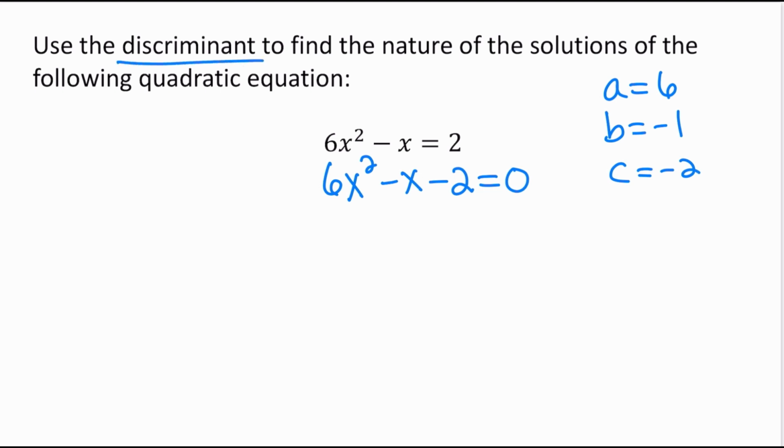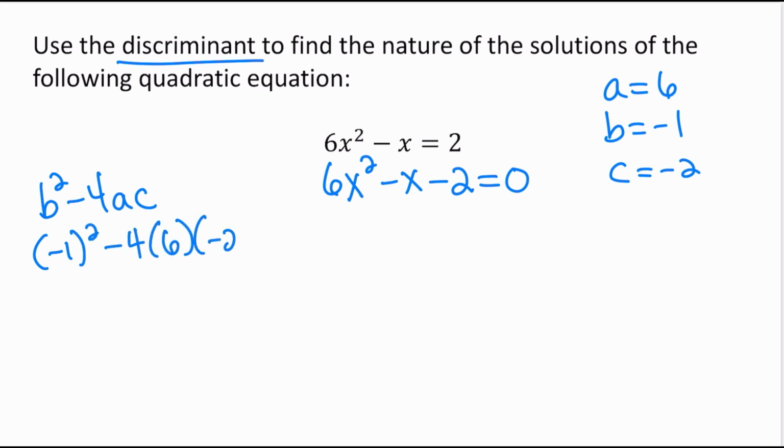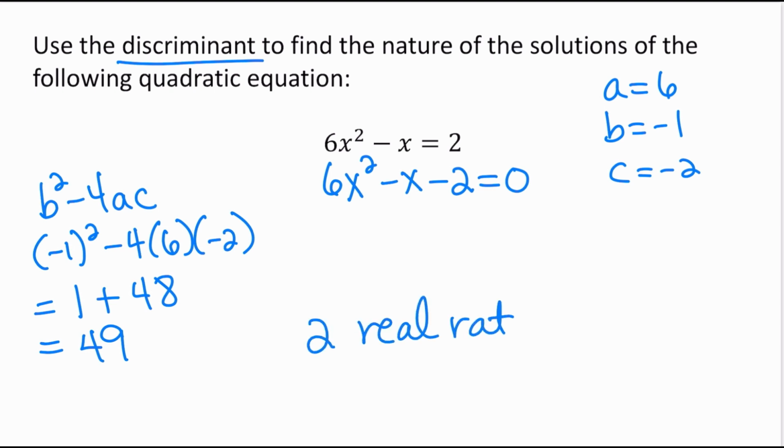First, you need to rewrite this problem in standard form. So I'm going to rewrite this as 6x squared minus x minus 2 is equal to 0. This means that a is equal to 6, b is equal to negative 1, and c is equal to negative 2. So be very careful. In finding the discriminant, b squared minus 4ac, let's go ahead and substitute. We have negative 1 squared minus 4 times 6 times negative 2. Negative 1 squared is a positive 1. Negative 4 times 6 is negative 24. Times the negative 2 is a positive 48. Therefore, we end up with positive 49. 49 is a positive number and it is a perfect square. Therefore, I have two real rational solutions for this quadratic equation.